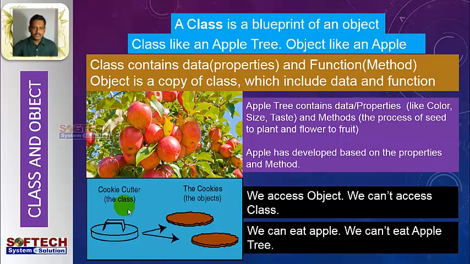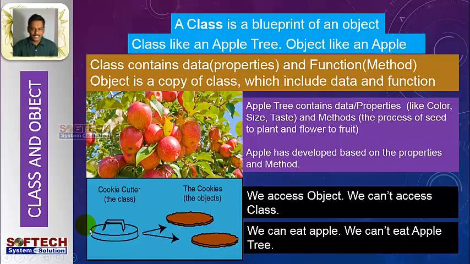Another example, cookie cutter. The cookie cutter is a class, and the cookies are objects. All the properties are available in the cookies, because based on the cookie cutter's diameter, size, and depth, the objects, that is the cookies, are created. So the cookie cutter is a class, the cookies are objects. A dosa pan is a class, and dosas are objects.